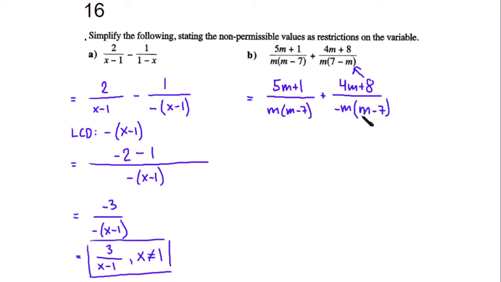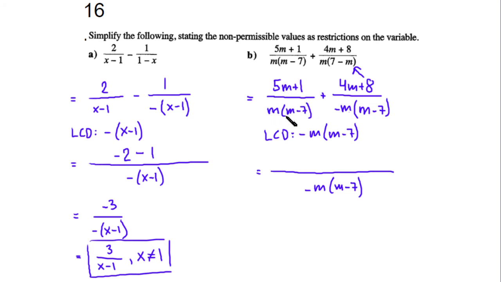And now we can see that we have this binomial here, which is the same as this binomial here. So the lowest common denominator here is going to be m minus 7. So now we can put this on a common division line. The denominator is going to be -m times m minus 7. This first numerator, 5m plus 1, we have to multiply by -1 because that factor is missing in the denominator, right? So if we multiply this by -1, we're going to get -5m minus 1.